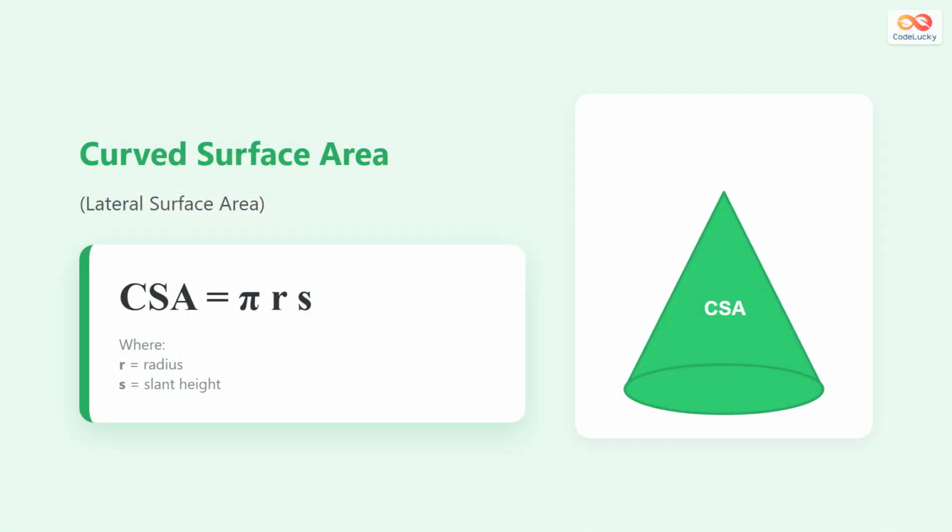The curved surface area, also called the lateral surface area, refers to the area of the cone's sides, excluding the base. The formula for this is pi multiplied by the radius multiplied by the slant height. So, CSA equals pi times r times s.